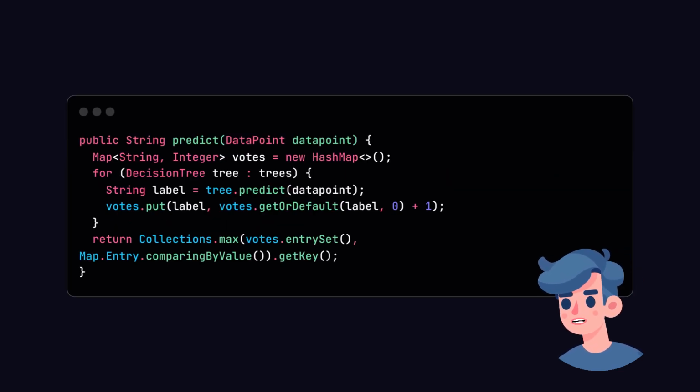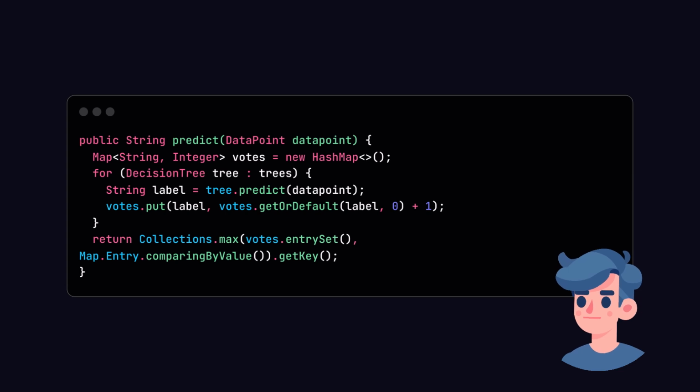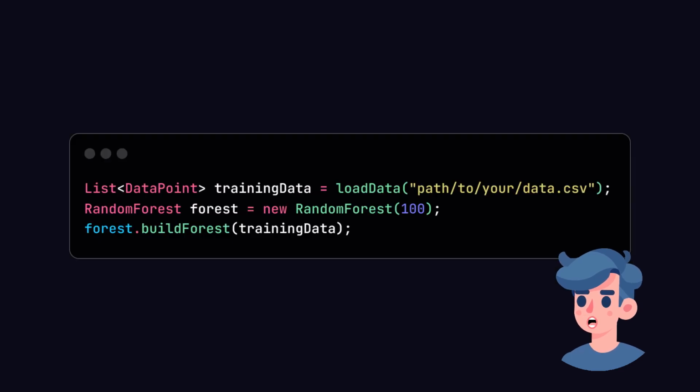We also need a way to make predictions with our random forest. We will create a method that aggregates predictions from all decision trees and selects the majority vote. Now we have the basic structure for our random forest and decision trees. Next, we will test our model with some sample data.